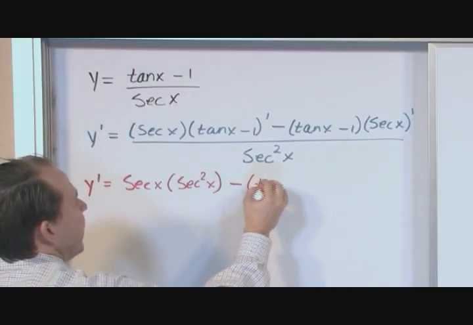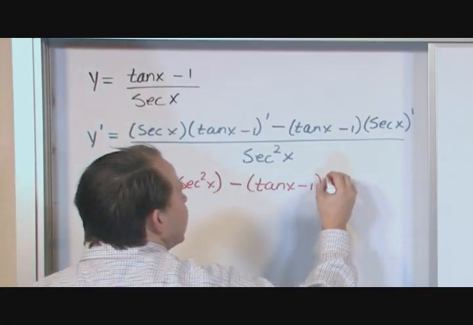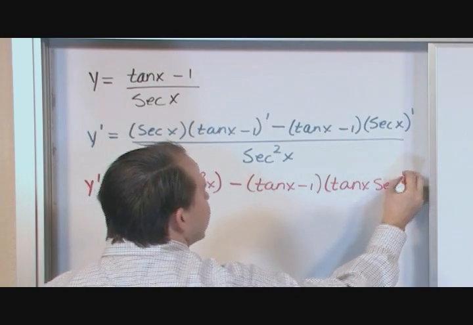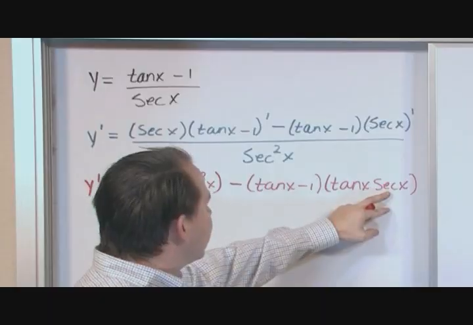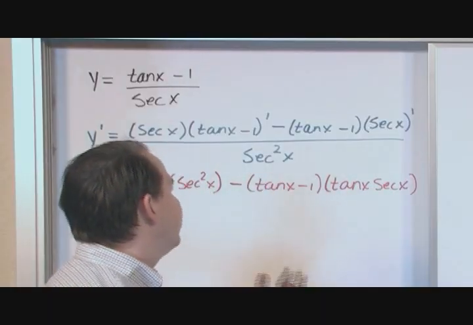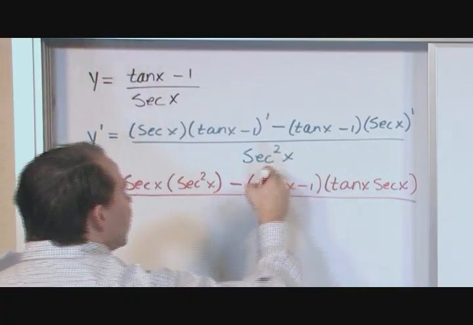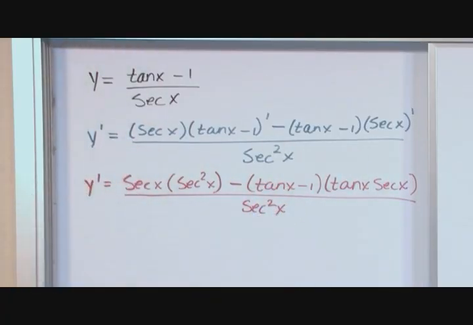Next, we'll have tangent of x minus 1. What is the derivative of secant? It's just tangent of x times secant of x. So you see what I'm saying? You really do need to memorize them, because if you have to look this up in a book every time or derive it, it's just going to take too long. And then underneath, we're going to have secant squared x.